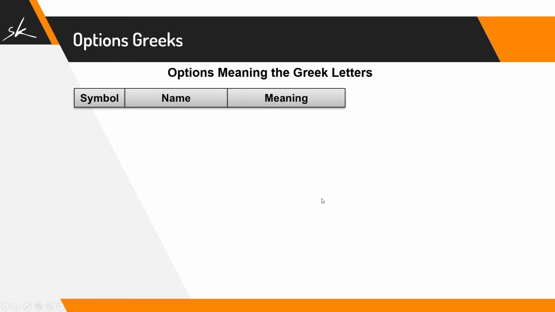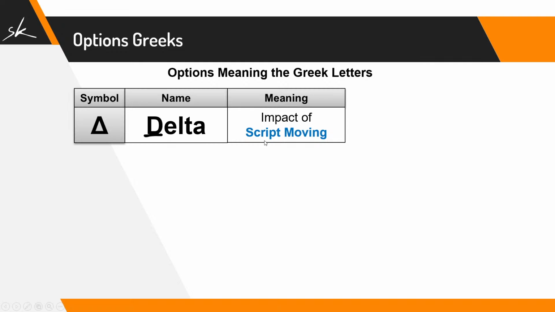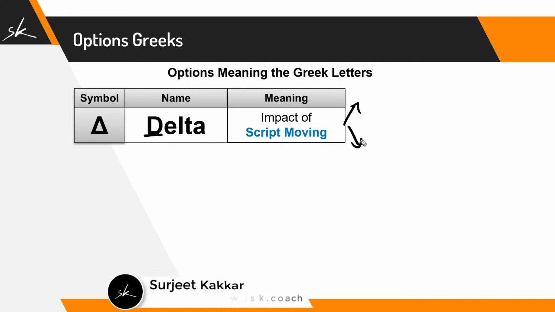Now, talking about the Greeks, like I said, we will be covering a few Greeks. So, what are those Greeks? We have already covered the very first one, delta. This is the symbol of delta. And again, D stands for direction. So, that is how you can always remember the impact of the script moving. So, if the underlying moves up or the underlying moves down, how would that impact the value of my option? That basically is dictated by delta.